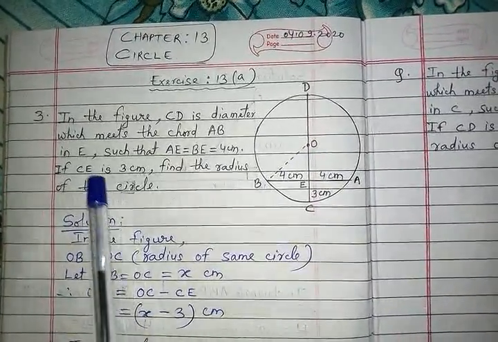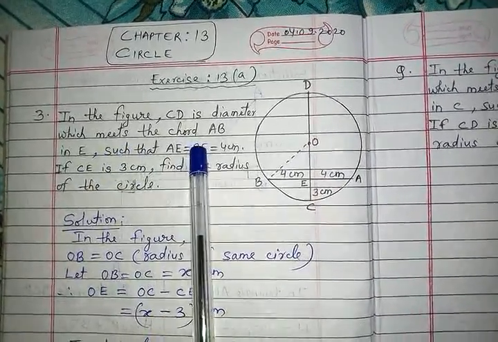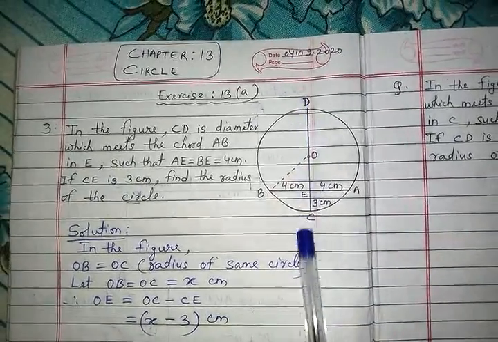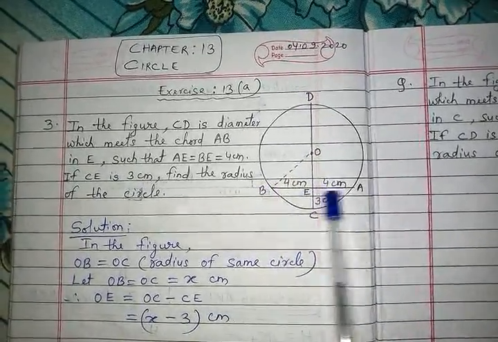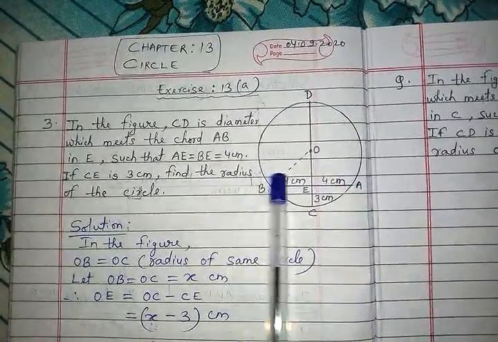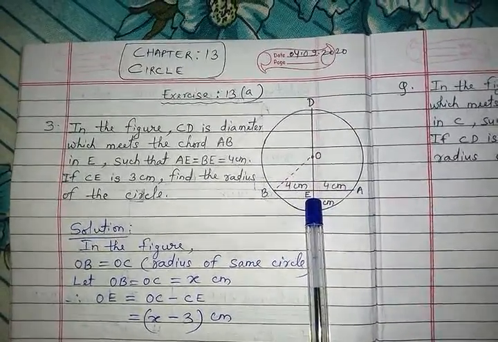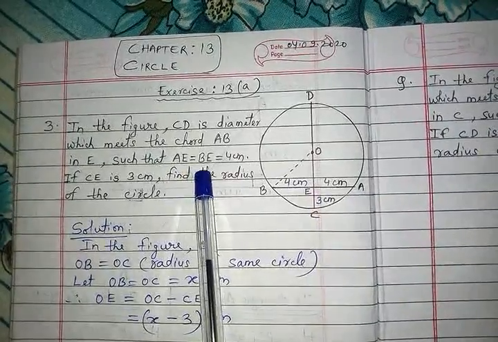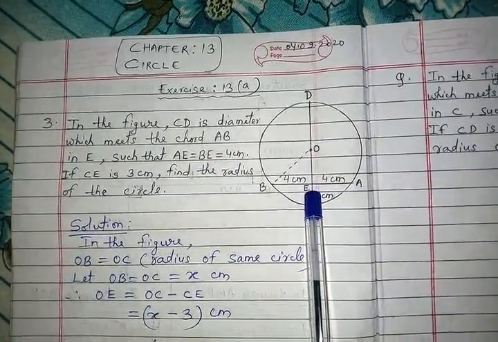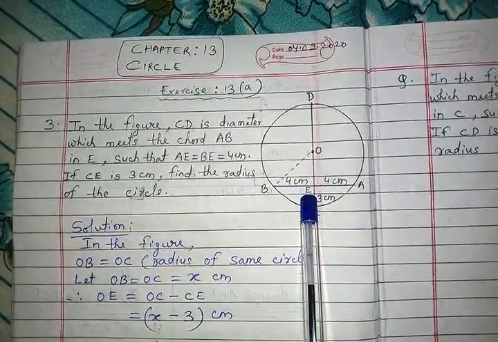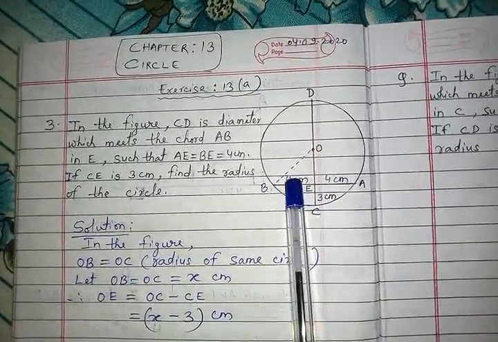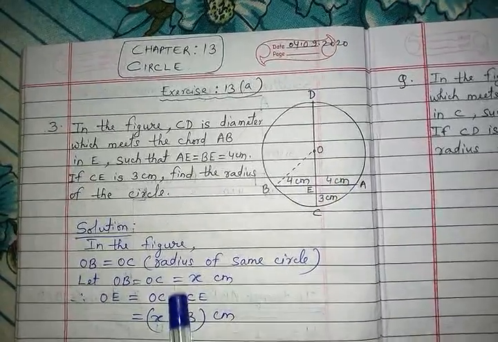Now after that the question says which meets the chord AB in E. So this particular diameter meets AB, the chord AB. AB is chord, meets at E. So you can see here, such that AE equal to BE equal to 4. Now after it meets here at E, then what happened? BE and AE became equal, and both are now 4 centimeter.